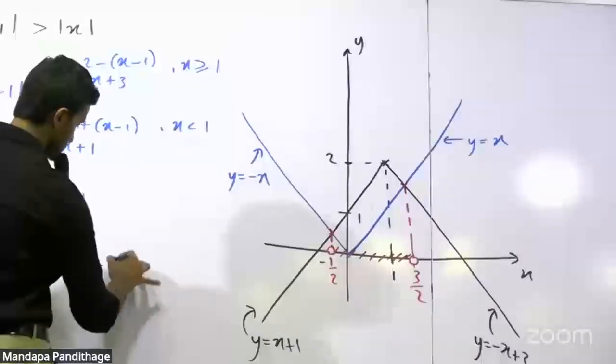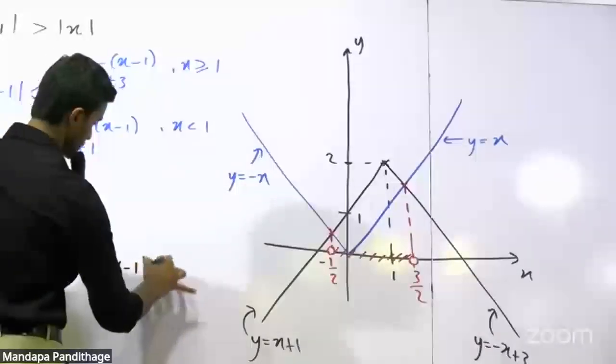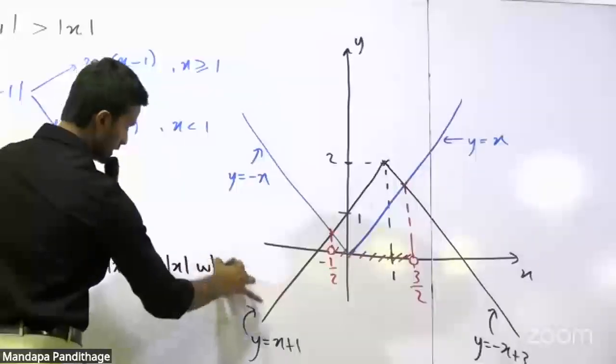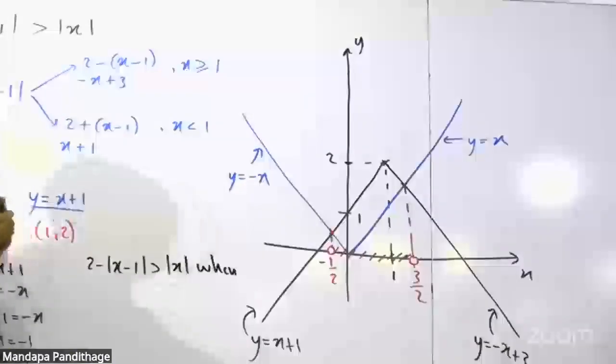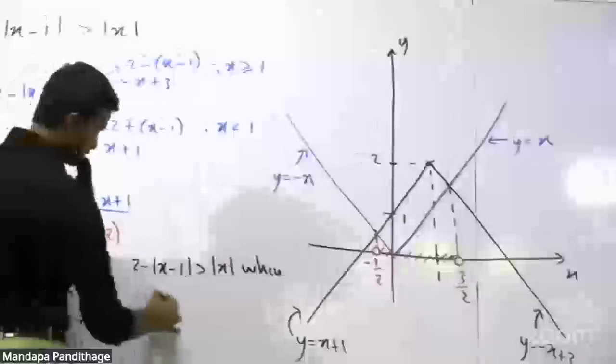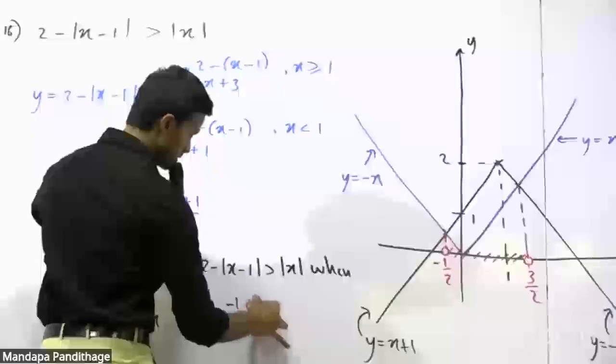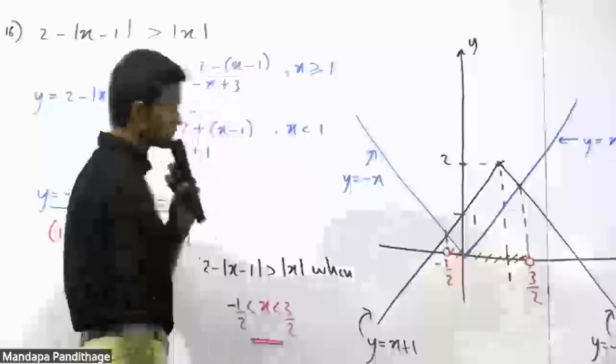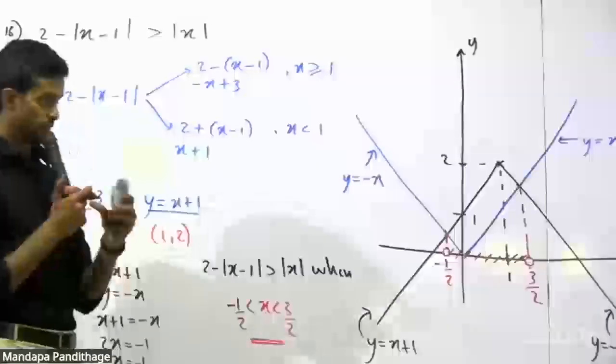2 minus modulus x minus 1 is greater than modulus x when x is in between minus half and 3 over 2. Okay, hands up who got this one.